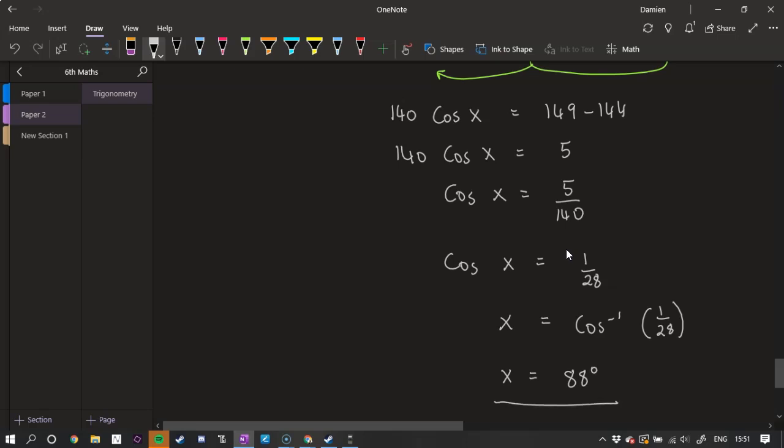So that finishes a revision of the cos rule. We'll have a look at some examples in the sample papers.